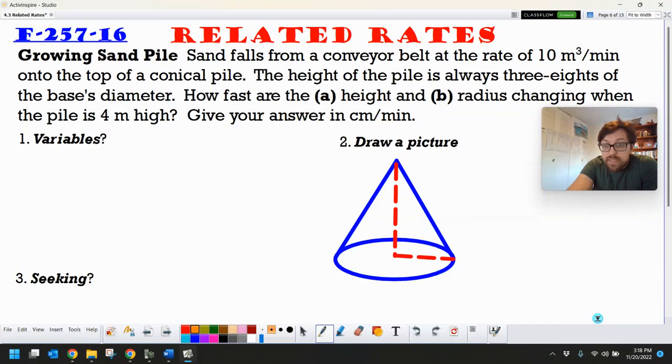In this example, we've got sand falling on the top of this pile. So it's going blah, blah, blah. And we want to figure out some stuff about it. So first thing I want to think about is what are my variables? So what is going on with a cone?